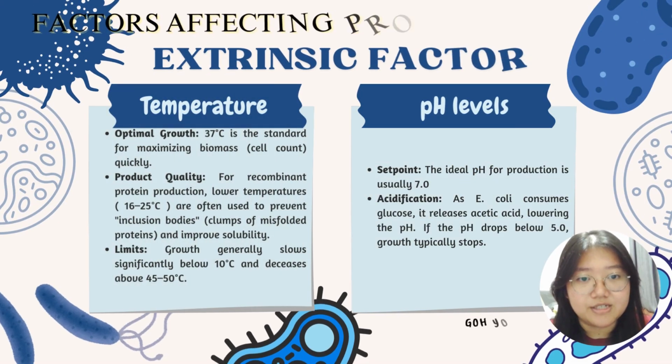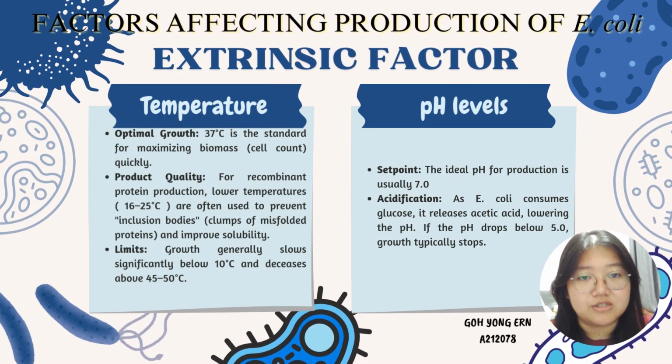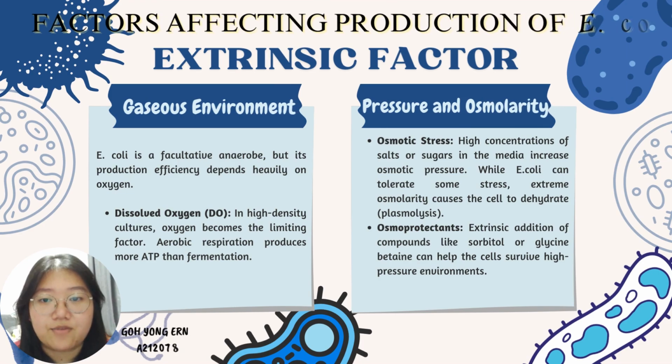For pH level, the ideal pH for production is usually 7. As E. coli consumes glucose, it releases acetic acid, lowering the pH. If the pH drops below 5, growth generally stops. The third one is gaseous environment. E. coli is a facultative anaerobe, but its production efficiency depends heavily on oxygen. In high-density culture, oxygen becomes the limiting factor. Aerobic respiration produces more ATP than fermentation.